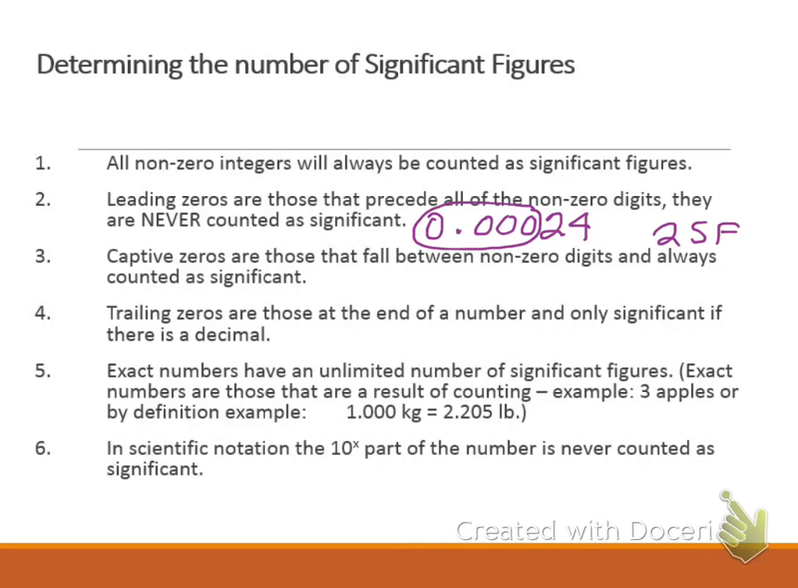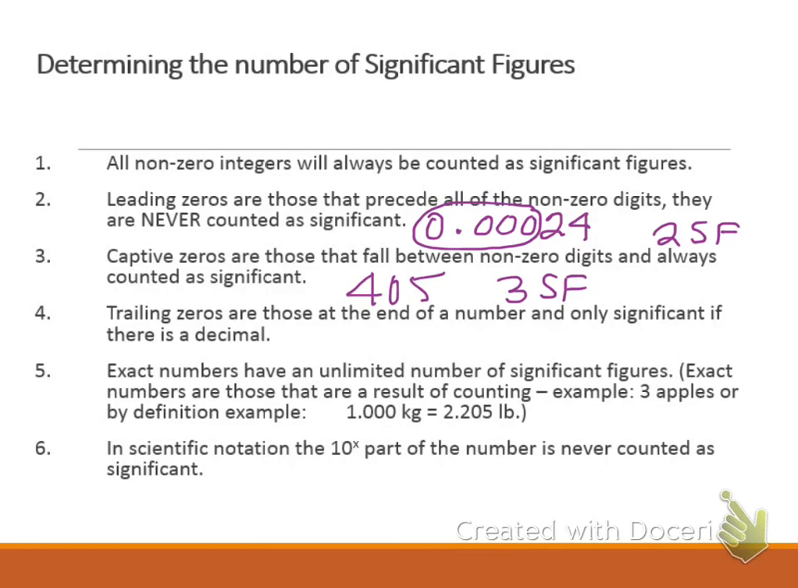Captive zeros are ones that fall between 2 non-zero numbers, like this, 405. A captive zero is always significant because it's sandwiched. Sometimes they're called captive, sometimes they're called sandwiched, okay? They're always significant. They'll always count. So this would have 3 significant figures, okay?